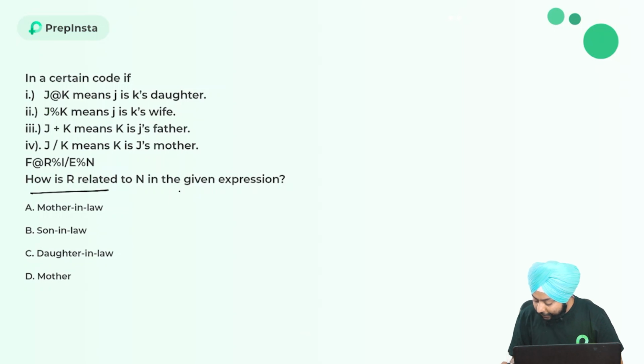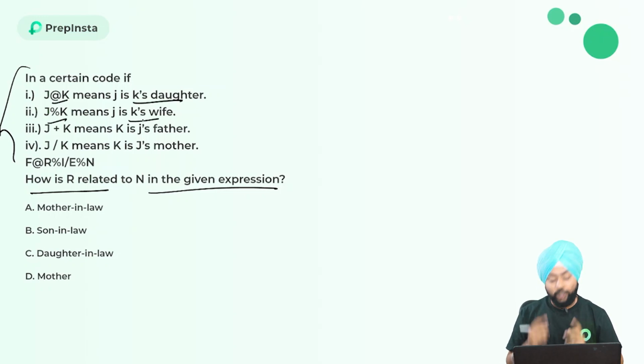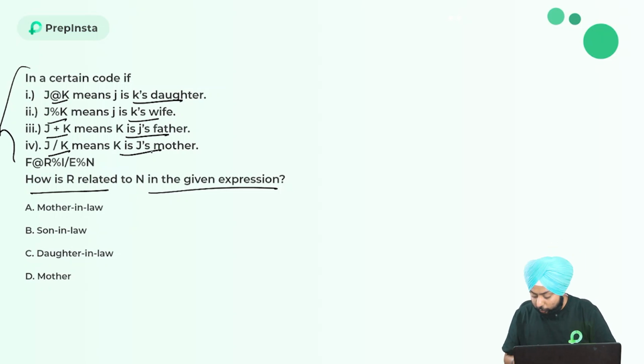How is R related to N in the given expression? They have given some symbol notation: J at K means J is K's daughter, J percent K means J is K's wife, J plus K means K is J's father, and J divided by K means J is K's mother. You can go with the plus and minus approach, or I will go with the symbol notation. Let's make the family chart or family tree over here. So this is my expression.